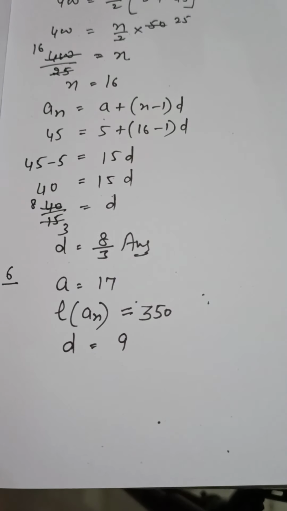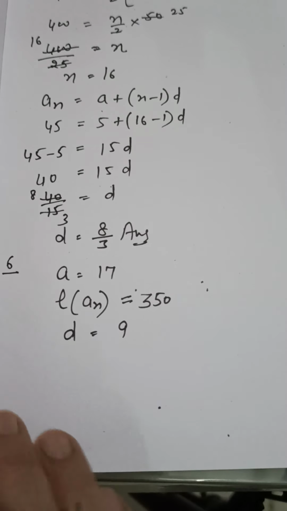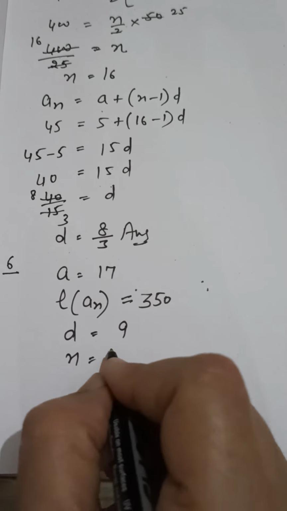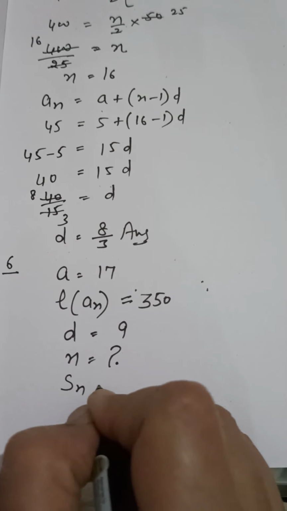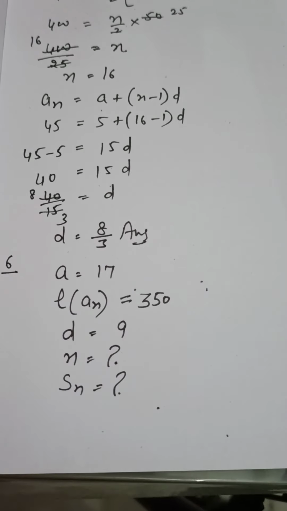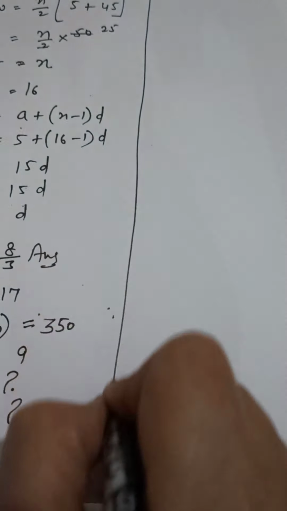That is given. And what you have to find? You have to find how many terms are there. That means you have to find n. And what is their sum? You have to find Sn also. We will start the sum. So what will we do first?